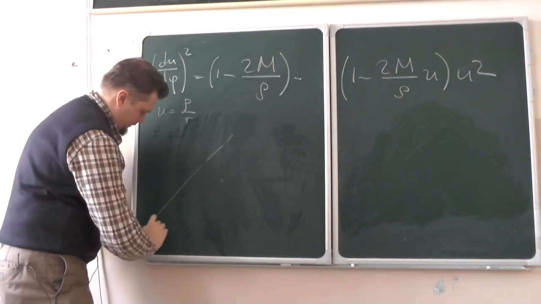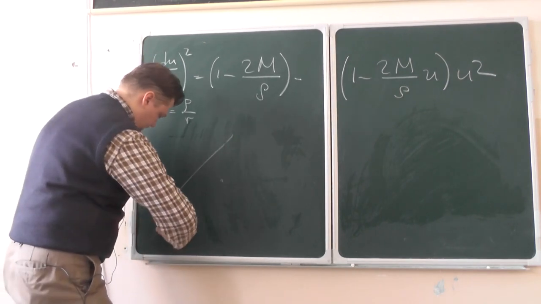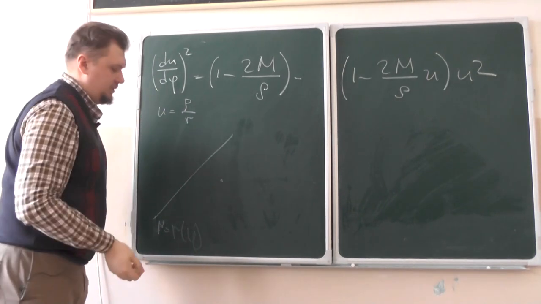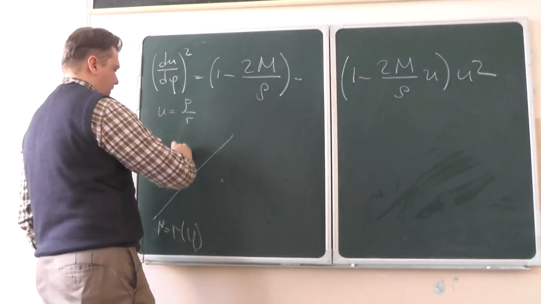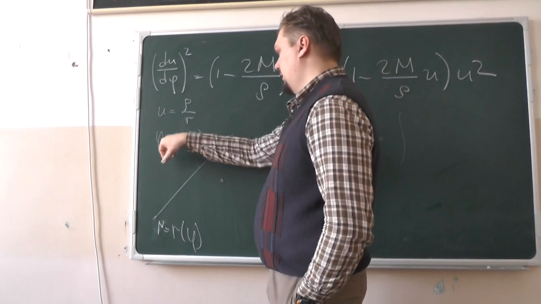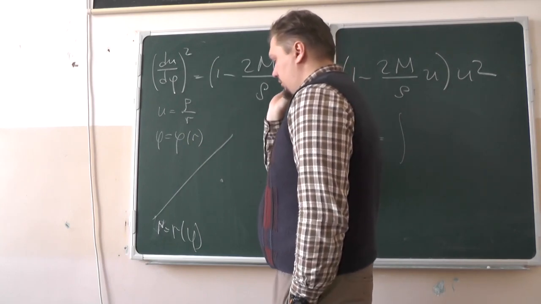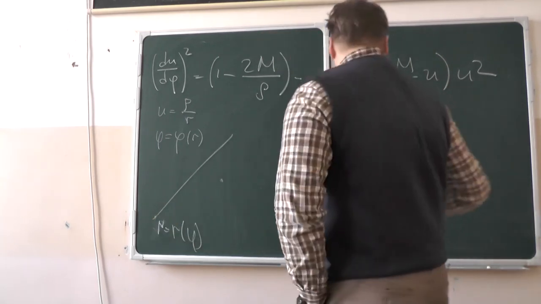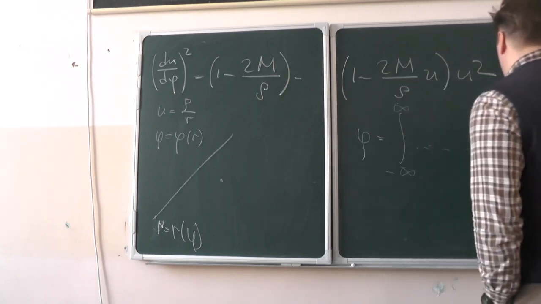So every point on this line is parameterized by this R, which is a function of phi. So we can do the same thing as in the previous case. Consider, for example, that phi is a function of R, and when you consider angle as a function of radius, you should integrate this differential equation from minus infinity to plus infinity. Here should be dr.